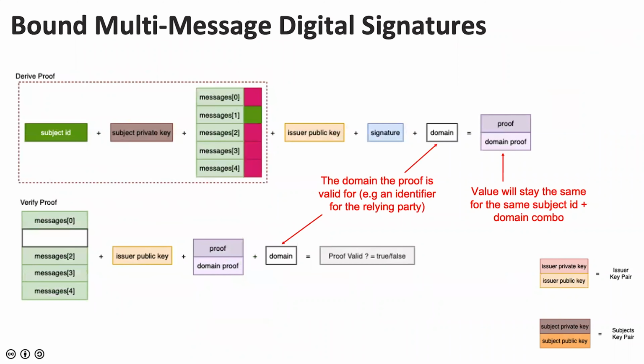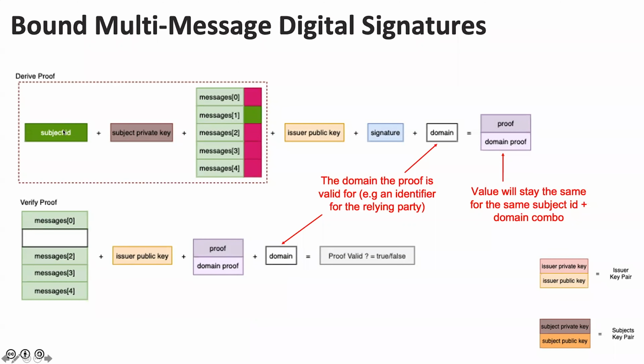And what that allows us to do then is, when we are deriving a proof, we can take the domain. And what I mean by the domain is, from the JSON-LD proof perspective, there's a field called domain, which is the domain the proof is intended for. So that's usually the identifier for the relying parties. Like it might be their DID, or it might be a URL identifying them at a web origin. And I'll give an example of that in a second. And essentially what you can do is, based on this value, you can create a domain specific proof.